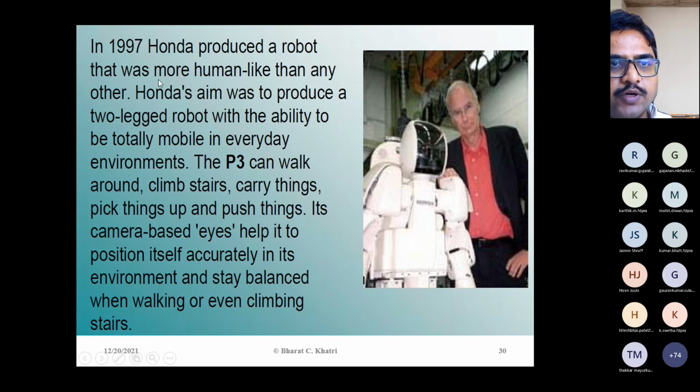1997, Honda produced a robot that was more human-like and totally mobile in everyday environments. P3 can walk around and also climb the stairs, not only on a flat surface. It can also carry things, pick things up and push things. Its camera-based eyes help it to position itself accurately and stay balanced during walking, so all these things accompany this robot.